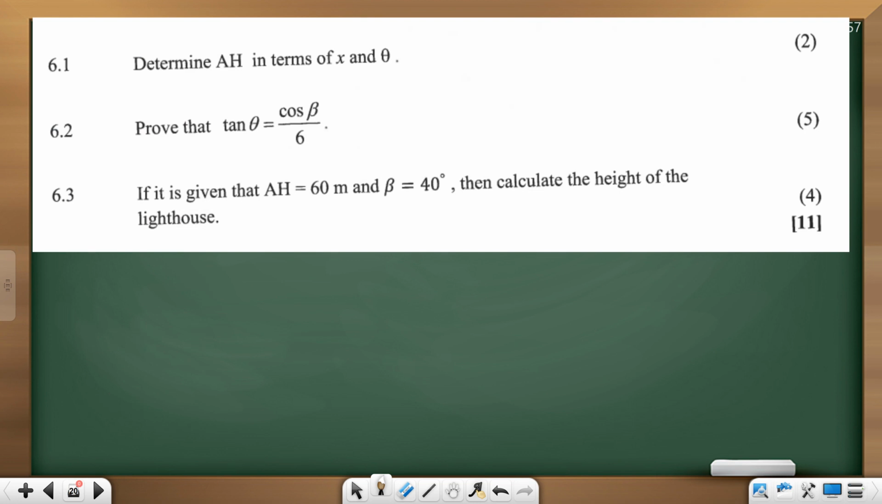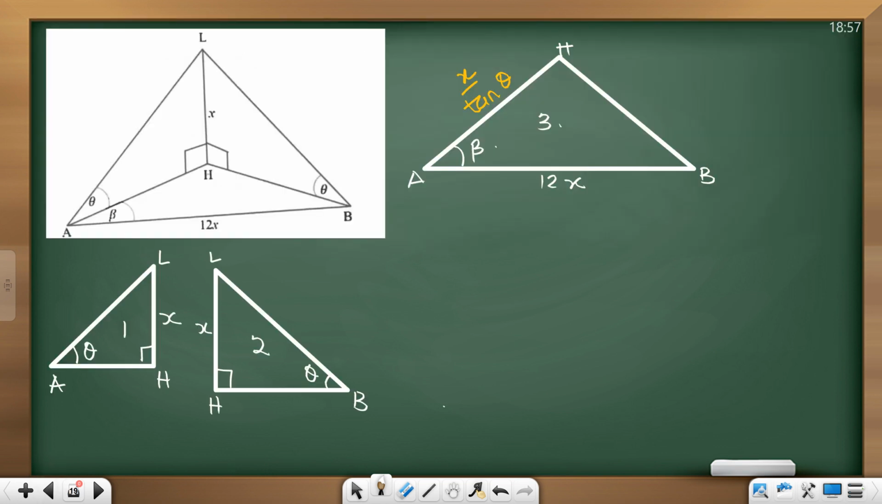What do we want to prove again? Prove that tan theta is what? Cos beta over 6. Hold on. If you check all of this, which triangle do you think you would use? 3, because that's where your beta is. Right? So let's copy 3.